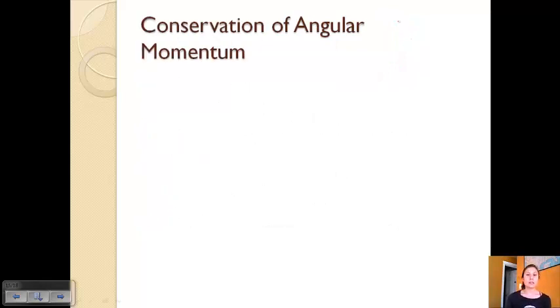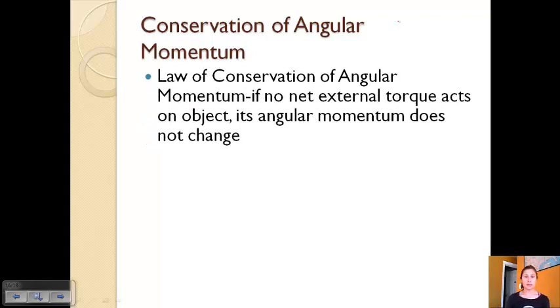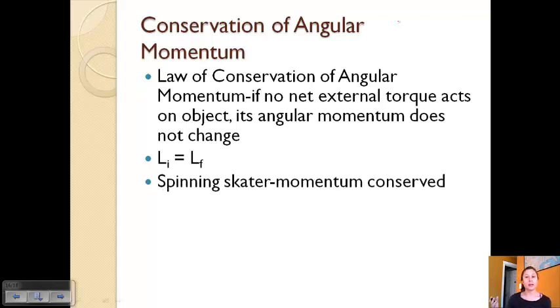Well, we can also conserve angular momentum. And so the law of conservation of angular momentum says that if no net external torque acts on the object, then its angular momentum won't change. So we could say that the angular momentum initial is equal to the angular momentum final, remembering that we use capital L to denote angular momentum.